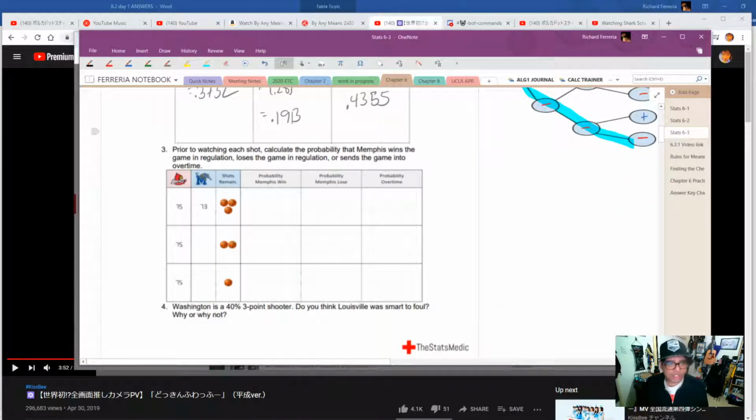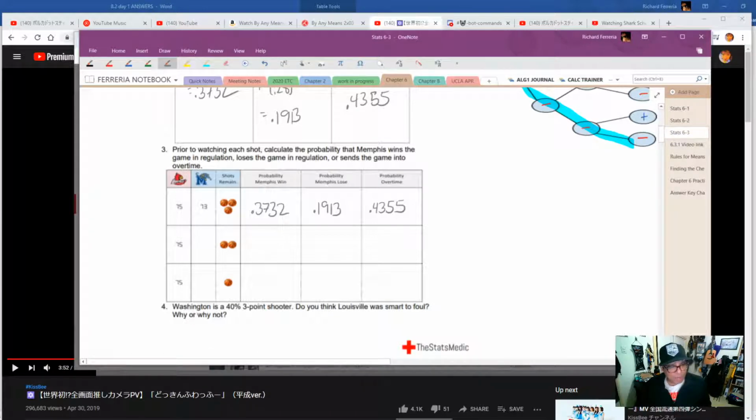Prior to watching each shot, calculate the probability that Memphis is going to win the game or loses the game. Okay, so right now there's 3 shots remaining. We have those probabilities, so let's write them in. Now you can go ahead and Google this game. I believe it's online. It's on YouTube. I know I watch it on YouTube just about every year thanks to teaching stats.